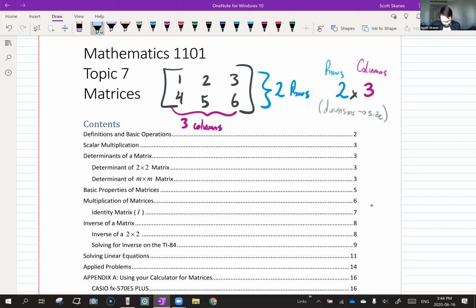Unfortunately, not as exciting. So what we're going to cover today is basic operations, scalar multiplication, determinants. We're also going to talk about basic properties, and it really is basic. We're going to do multiplication of matrices, inverse of a matrix. We're going to solve some equations, and we're actually not really going to do those applied problems. That's about it.